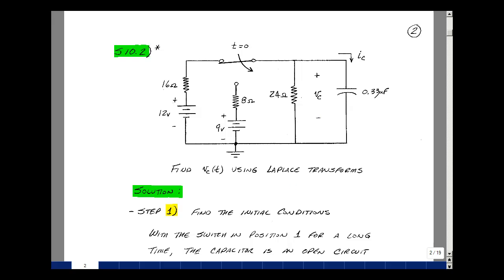Now what we've got here are two batteries, 3 resistors, a capacitor, and a single pole double throw switch that's in this position for a long time and then switches to this second position. Let's use our 5-step algorithm.